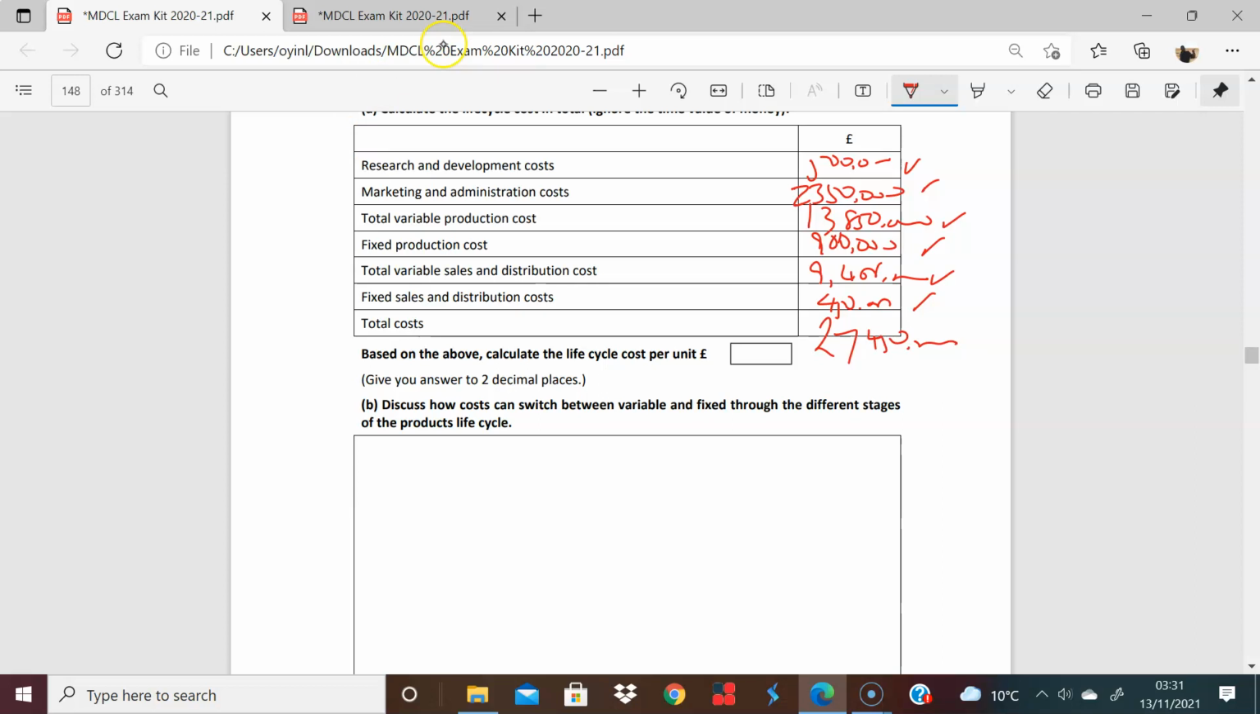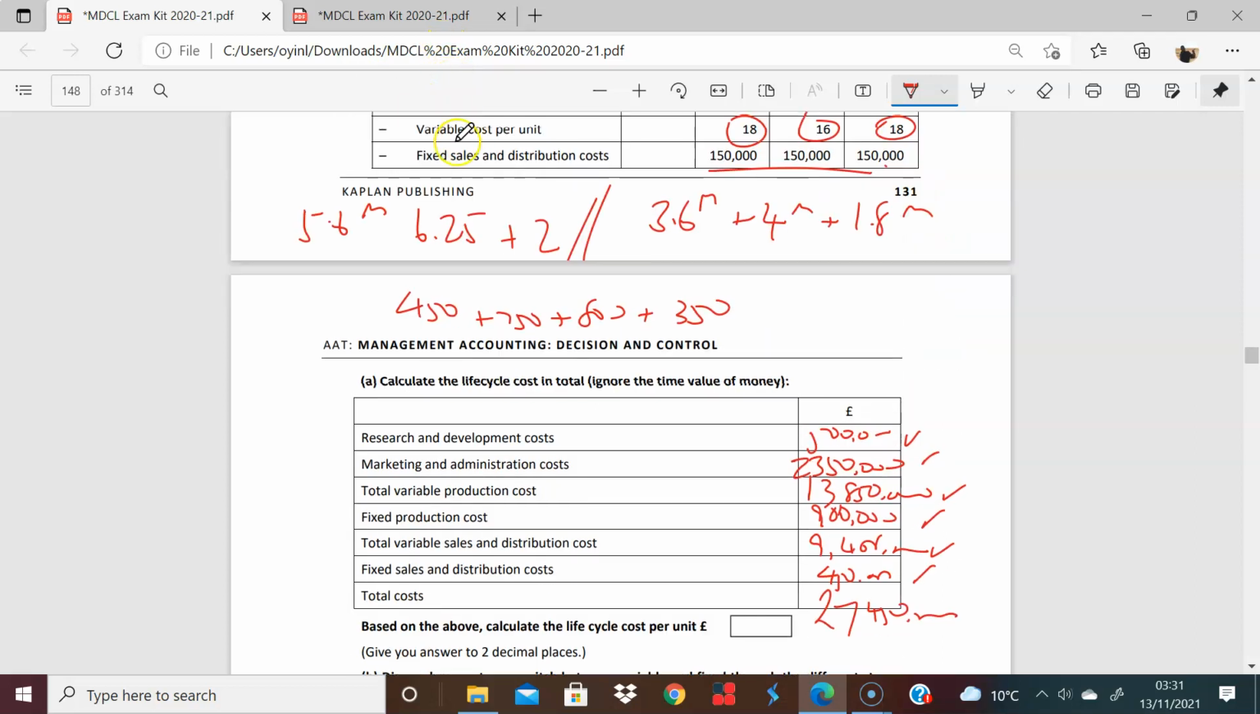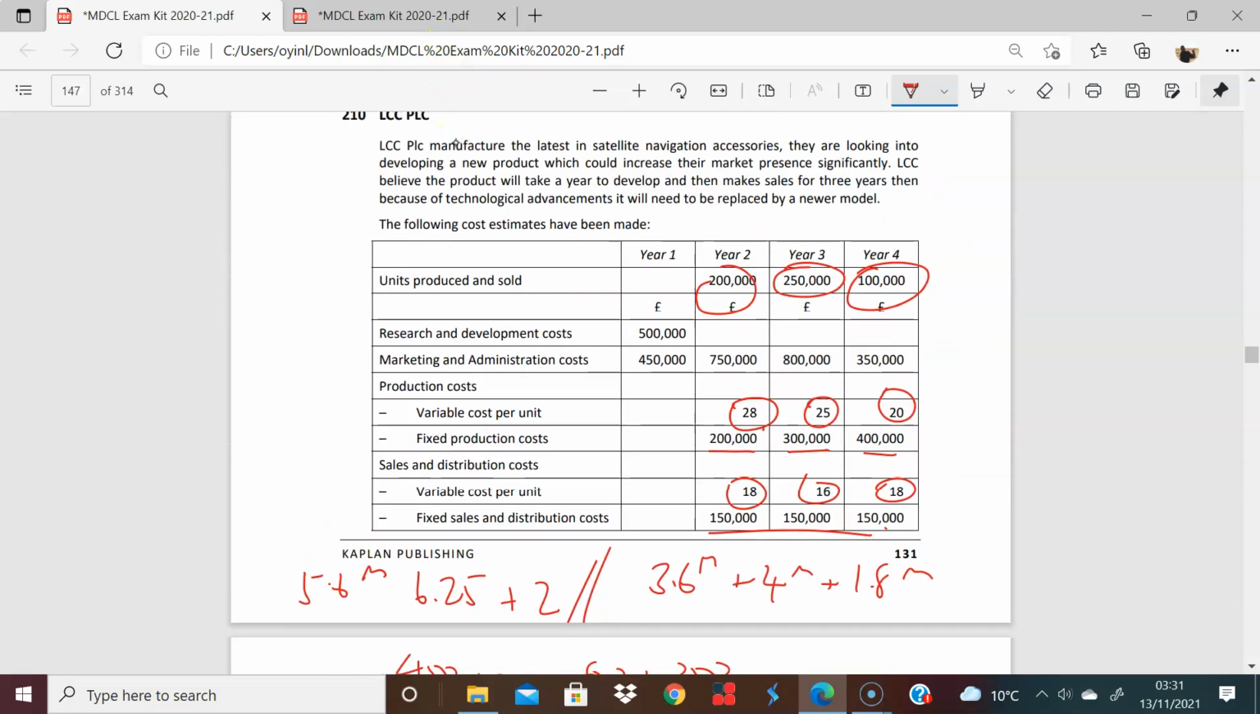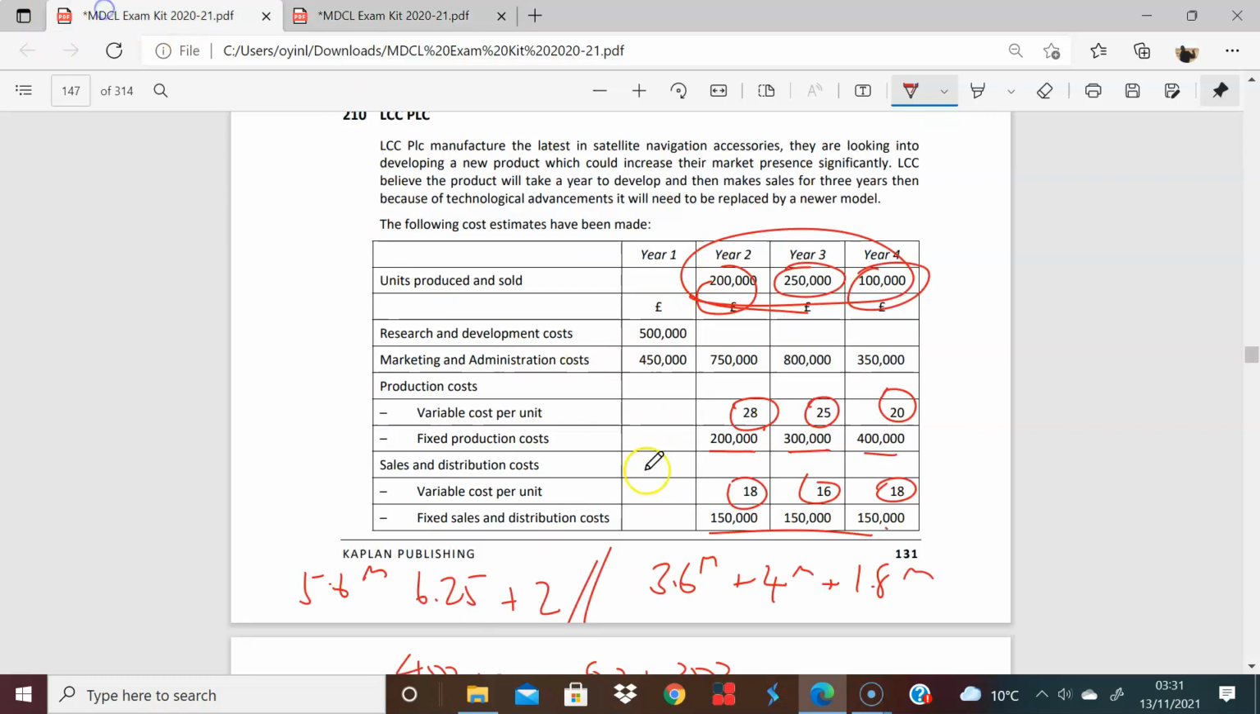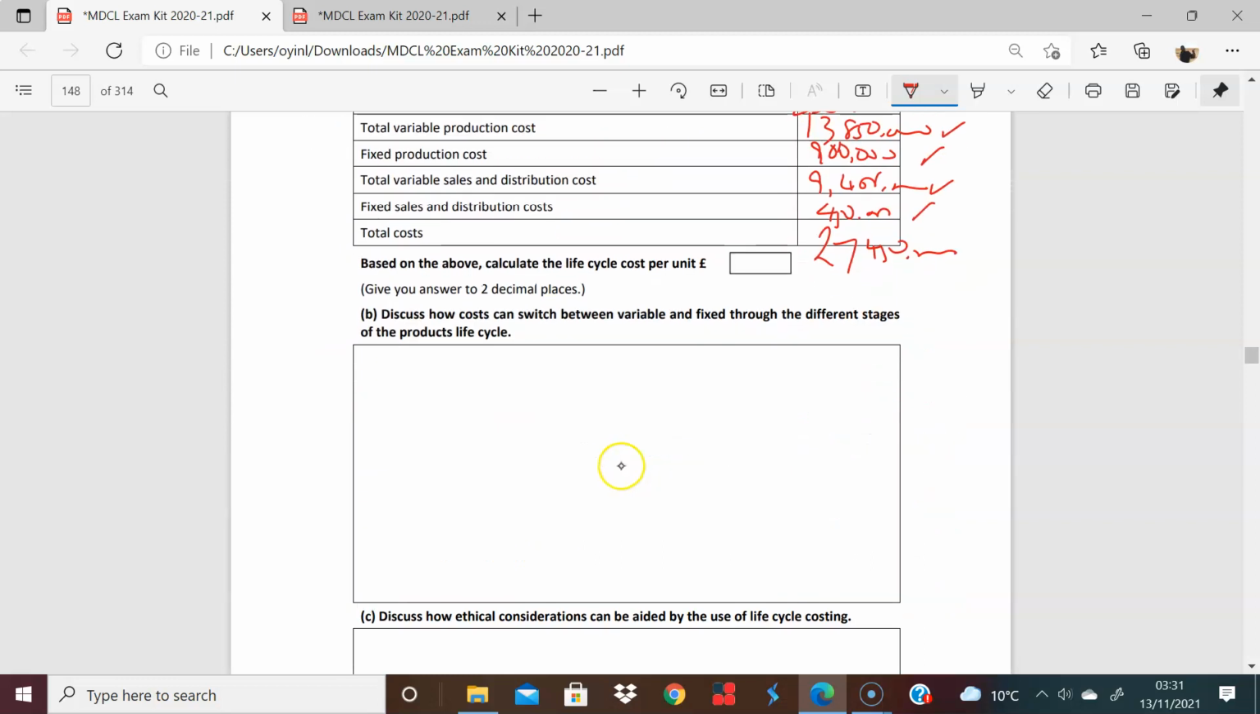And then now that I have all this, I need to just get all my units. So I produced this number of units. So that's 300 plus 250. That's 550,000 units, isn't it? 550,000 units. So you have 49.91. So the question goes on to ask how costs can switch between variable and fixed during the different stages.